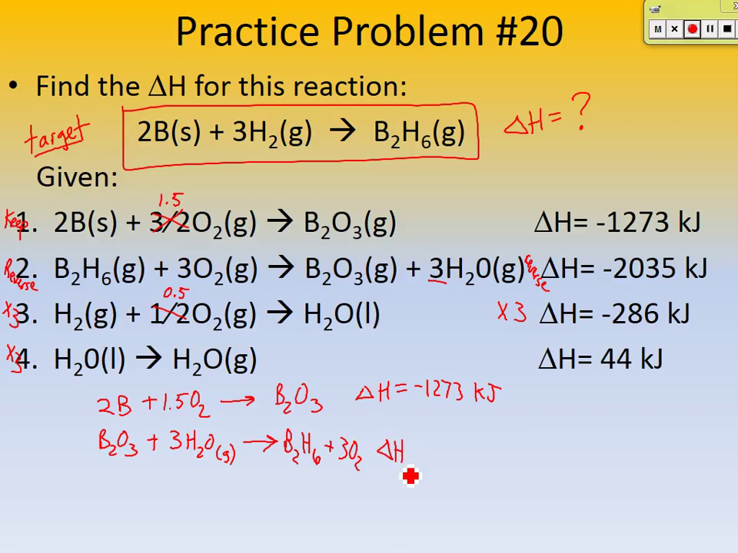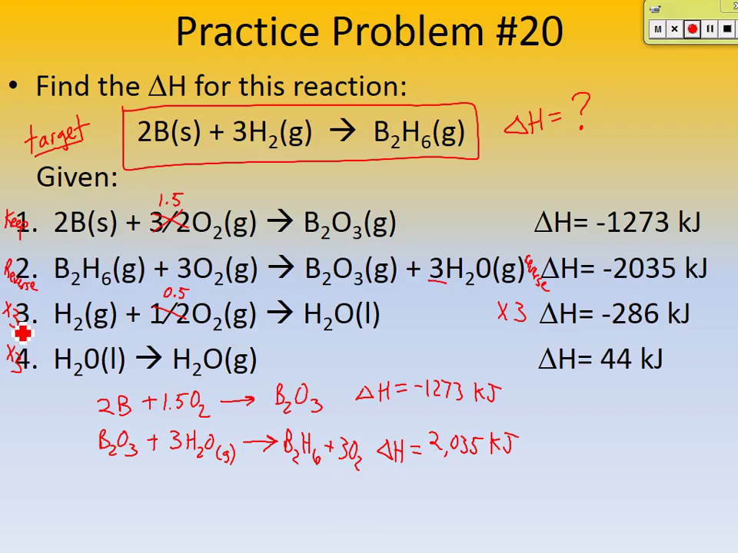Okay, now if I reverse the equation, guys, what do I have to remember to do to delta H? Change the sign. So now it's not negative, but positive 2,035 kilojoules. Okay. All right, so we're doing good so far.